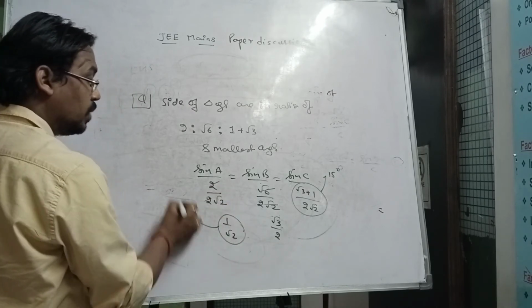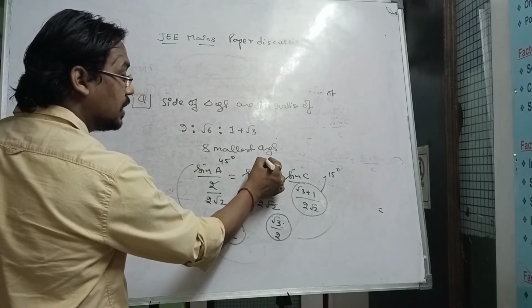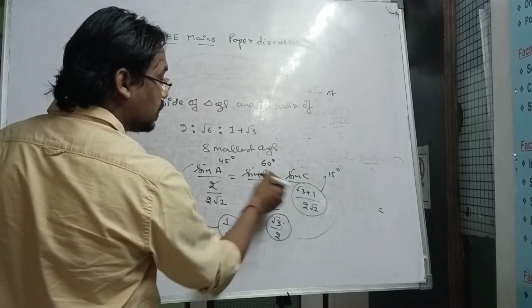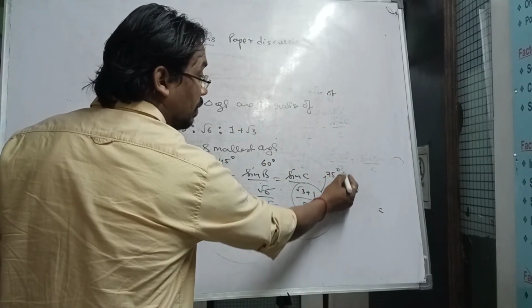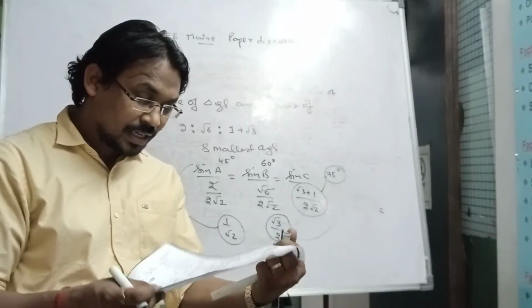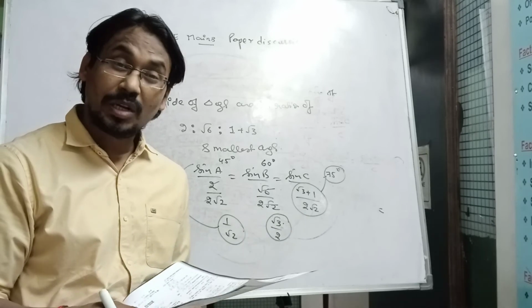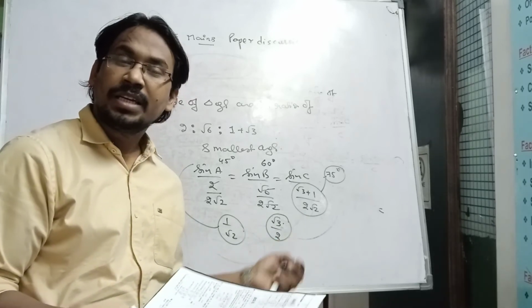So 1 upon root 2 tells you that it is 45 degree. Root 3 by 2 tells you that it is 60 degree. And 60 plus 45 is 105, so the third angle will be 75 degree, not 15. So we got all the angles. They are asking for the smallest angle, so the smallest angle in this triangle will be 45 degree.